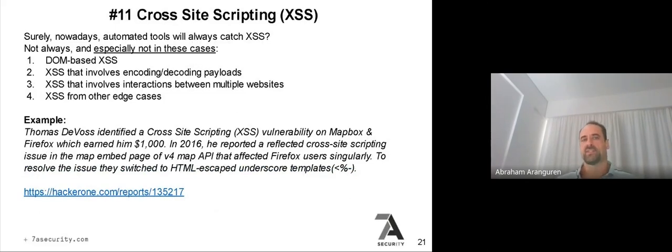And then XSS. Nowadays you would expect this would be gone, but we keep finding it in pentests, right? A lot less than before, but we still find it. Especially DOM-based XSS is really tricky because it comes from the JavaScript of the application, which is normally very complex, and automated tools struggle to find DOM-based XSS. And this keeps coming up, right?